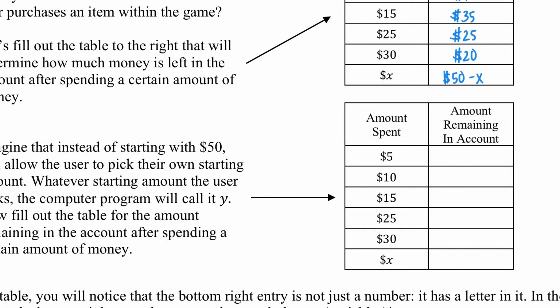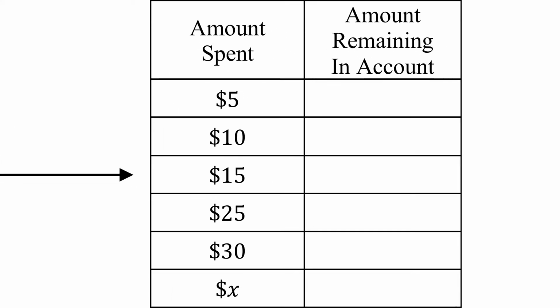So let's go over here and say, hey, if they started with Y, how much would they have left in the account? So if they started with Y and they spent $5, how much money would be left? It would be whatever Y minus 5 is. Okay, so like if Y was 100 and they spent 5, you would do 100 minus 5. That would give you 95, right? But we don't know what Y is.